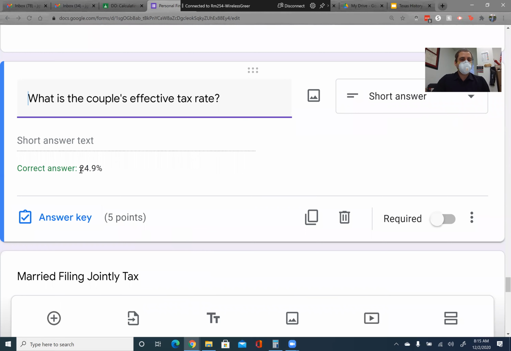24.9%. Just right there. Okay. The reason I gave so many examples here is because I want y'all to practice this and understand how the tax is calculated.